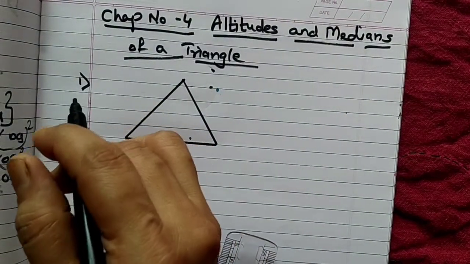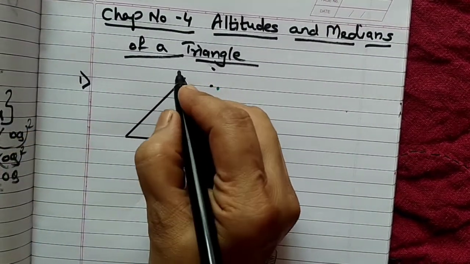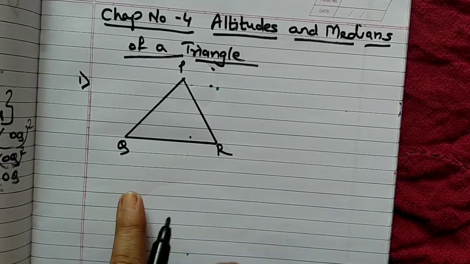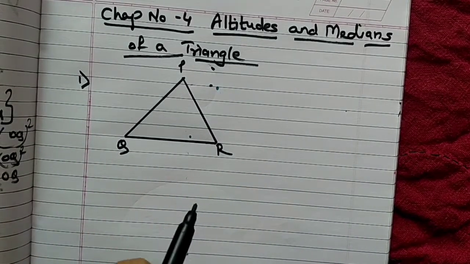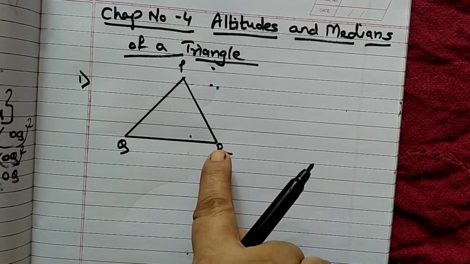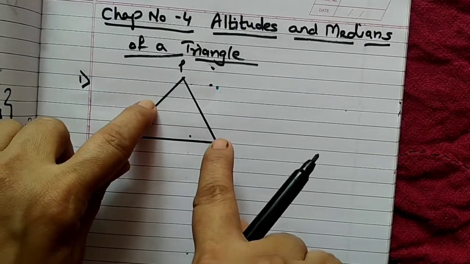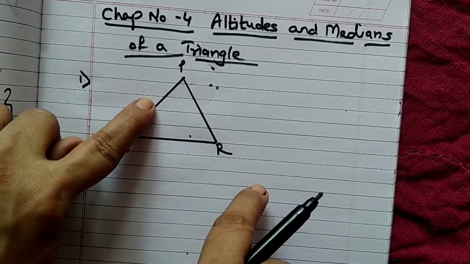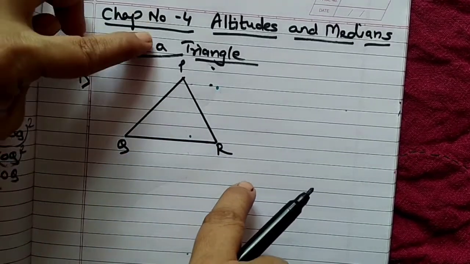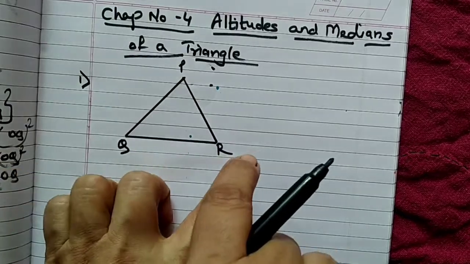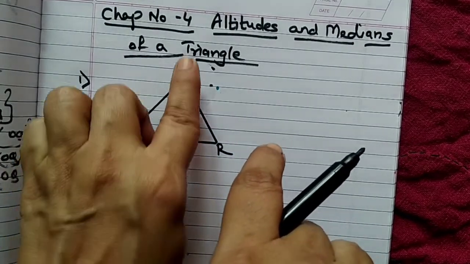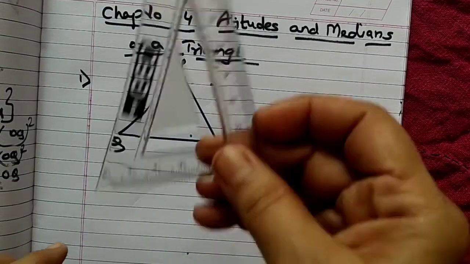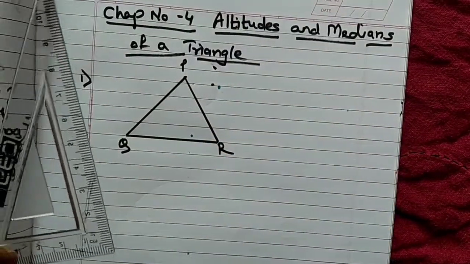We have to name it as P, Q and R. Now we have to draw the altitudes. Now what is an altitude? It is a perpendicular from a vertex to the opposite side. So from the vertex R, we draw perpendicular to the opposite side PQ. From P we draw perpendicular to side QR, and from Q we draw perpendicular to side PR. And these perpendiculars we draw with the help of a set square.